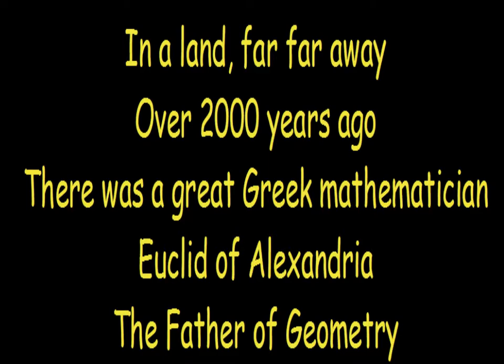In a land far, far away, over 2,000 years ago, there was a great Greek mathematician, Euclid of Alexandria, the father of geometry. Little did Euclid know, he started an epic battle between mathematicians that would continue for centuries. It all began with Euclid's book, Elements, written in 300 BC. Elements is made up of 13 books and begins with 23 definitions, 5 postulates, and 5 common notions.